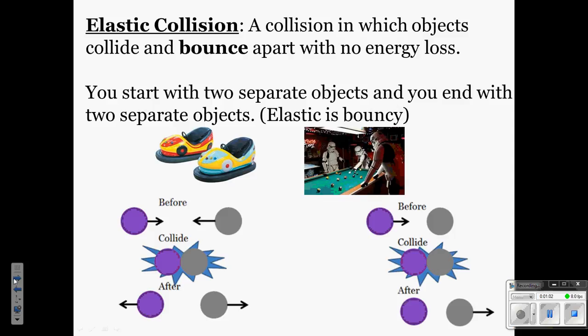In a bumper car example, both objects are moving towards one another, they collide and they bounce in opposite directions. In our pool example, there is one object that has been given an impulse that hits an object that's being still, and then that original moving object becomes still, while the momentum is passed on to the other object, or object number two.